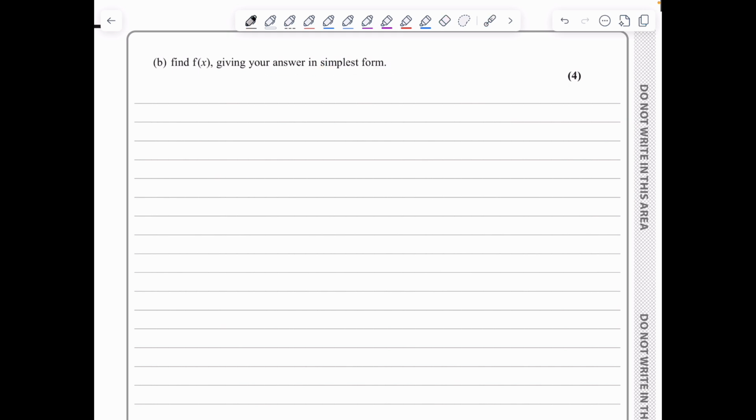In part B, we need to find the f of x, giving our answer in its simplest form. So I need to use integration to move from the first derivative back to the original f of x. So f of x is going to be the integral of 4x to the 3 over 2 plus 24 root 2 x to the minus 2 dx. So we have replaced the k with the value of 24 root 2 we just obtained in part A. So in integration, we increase the power by 1 and we divide by the new powers. So it's going to be x to the 5 over 2 over 5 over 2 plus 24 root 2 x to the minus 1 over minus 1 plus the constant of integration c.